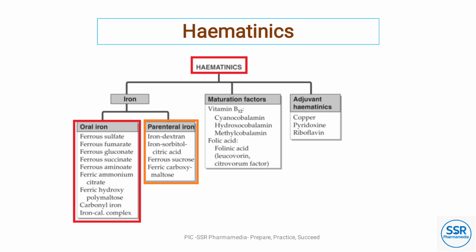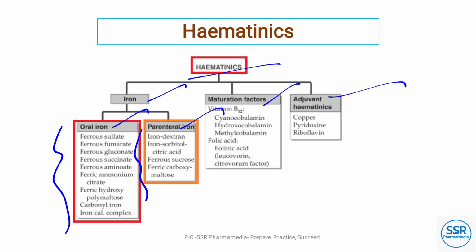And in hematinics, these are all the types: source iron, maturation factors, and adjuvant hematinics. In iron, the source of hematinics is used in two forms: oral iron supplements and parenteral iron supplements. These are all the examples for oral iron supplements, and these are all the examples for parenteral iron supplements.